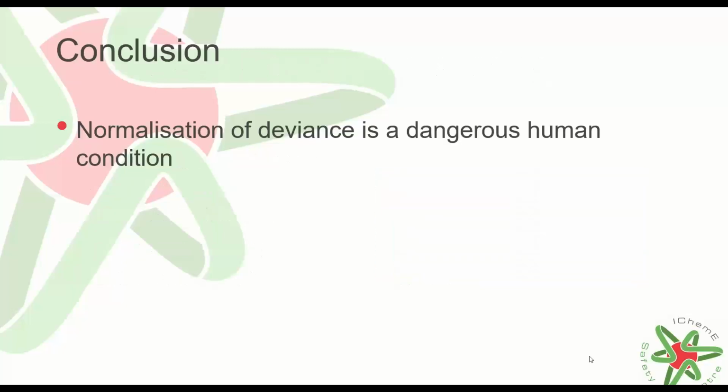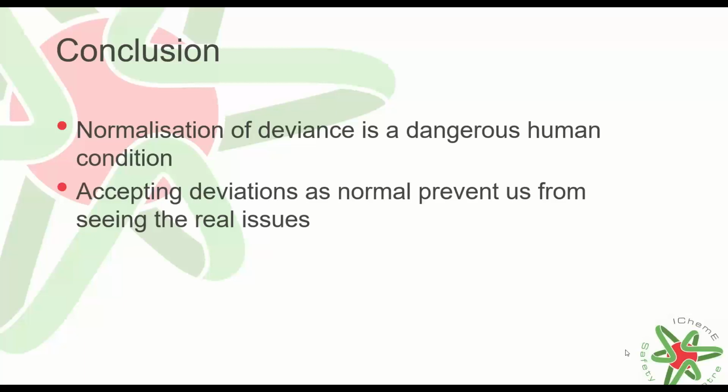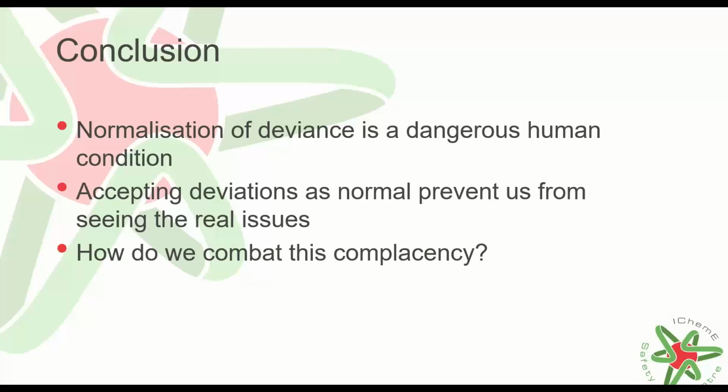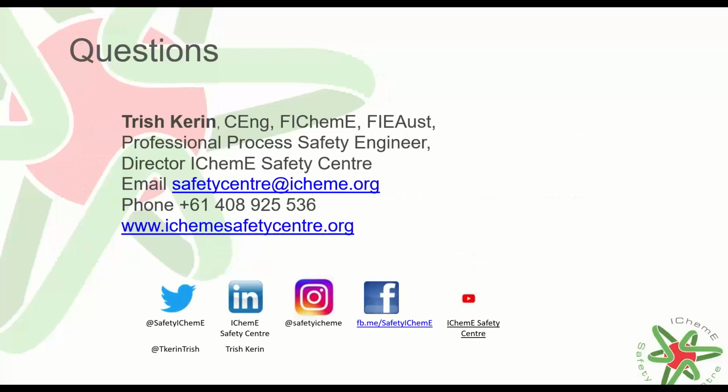So, in conclusion, the normalisation of deviance is a very dangerous human condition that we are all subject to. No matter what role we're doing, no matter how good we think we might be at doing our job, we are all subject to normalisation of deviance because we stop noticing what we see every single day. And that accepting of those deviances actually prevents us from seeing what the real issues are that we might have. So I think a question for us to all think about is, what can we do to combat this complacency?